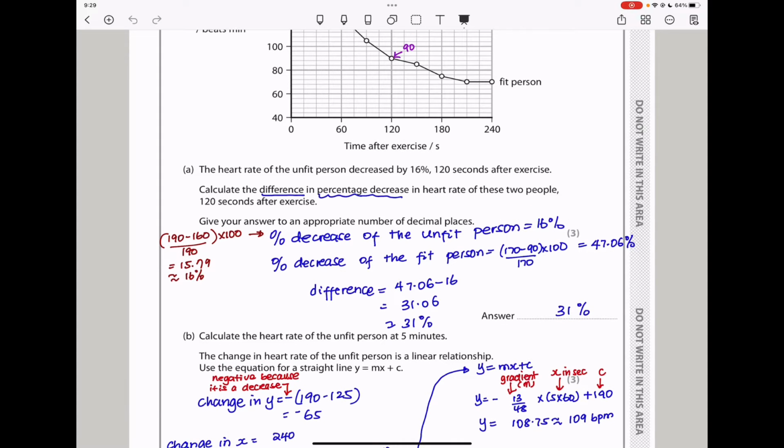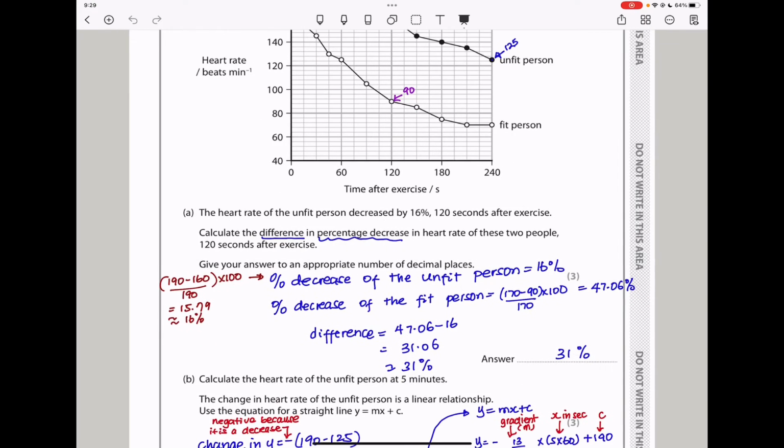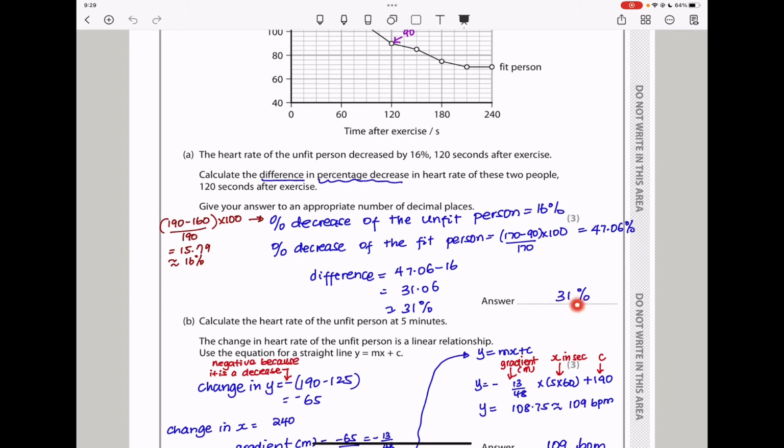I began by using this value here that was given. The percentage decrease of the unfit person was given in the question, so it was 16%. I also calculated the percentage decrease of the fit person. I took 170, which is this data here, minus the 90 at 120 seconds, then divided by 170, which is the starting value, times 100, and it gave me 47.06%. Since I have the two percentages, getting their difference was easy. 47.06 minus 16 gave me 31.06, which is roughly 31%, and this was my answer.